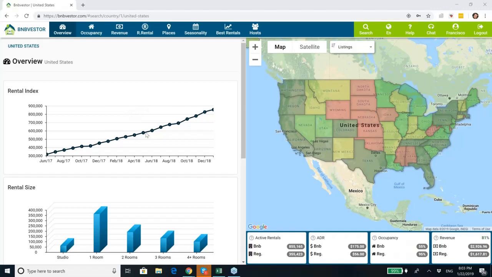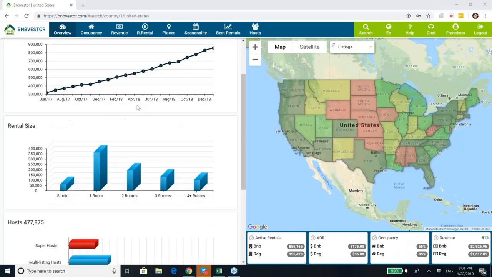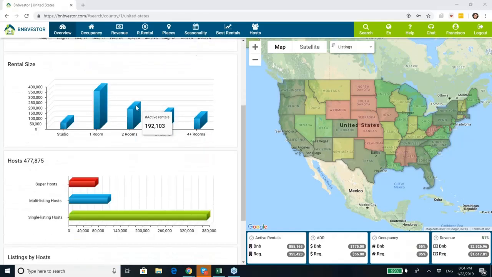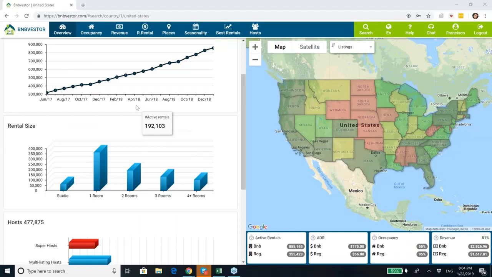That's incredible. The other thing that the system tells you is which kind of property is being rented in Airbnb or any short rental business that is out there. You can see one room has 363,000 out of everything. So this is the most popular one.